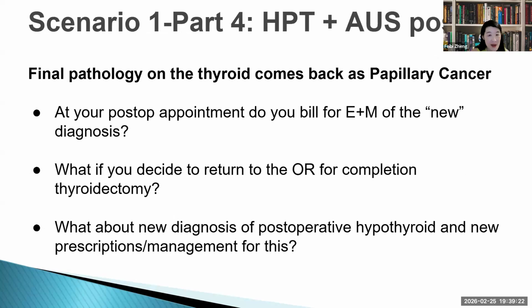Okay, so we're still on scenario 1, part 4. You get the pathology back, and it's papillary thyroid cancer. So at your postoperative visit, do you just bill this as a global, or can you also bill this as an E&M of the new diagnosis of thyroid cancer? And then what happens if you have to return to the operating room for completion thyroidectomy for this patient? Or what about if your patient has any postoperative complications and you return to the OR? How would you bill in that case?